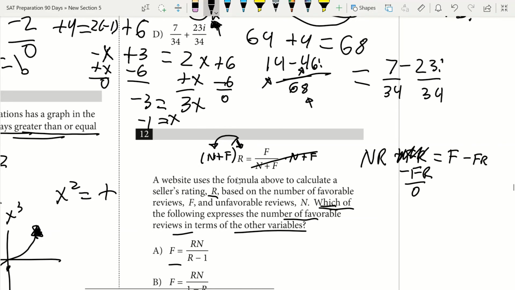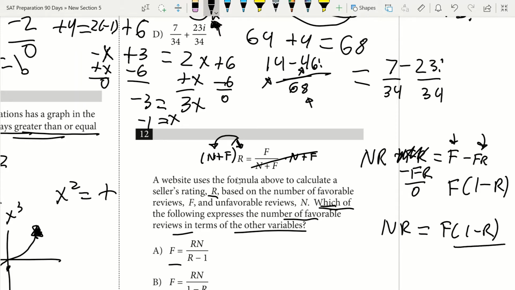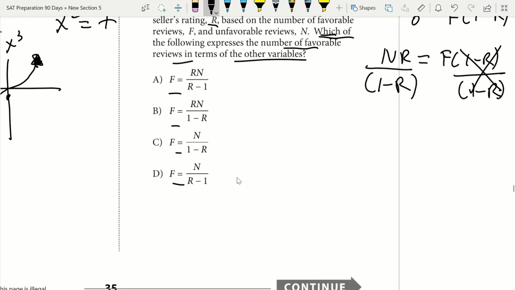Now what I can do in order to get what f equals is factor out my f, since f is present here and here. I can multiply by 1 minus r. When I do that, I still have f minus fr, so that works. So my f times 1 minus r is going to equal nr. Now I got to divide each side by that quantity 1 minus r. I see that that cancels right here, and then I put this side over 1 minus r, and now I have what f equals. So f is going to equal nr over 1 minus r, or, I'm sorry, rn over 1 minus r, same thing. All right, so that's going to be answer choice B.